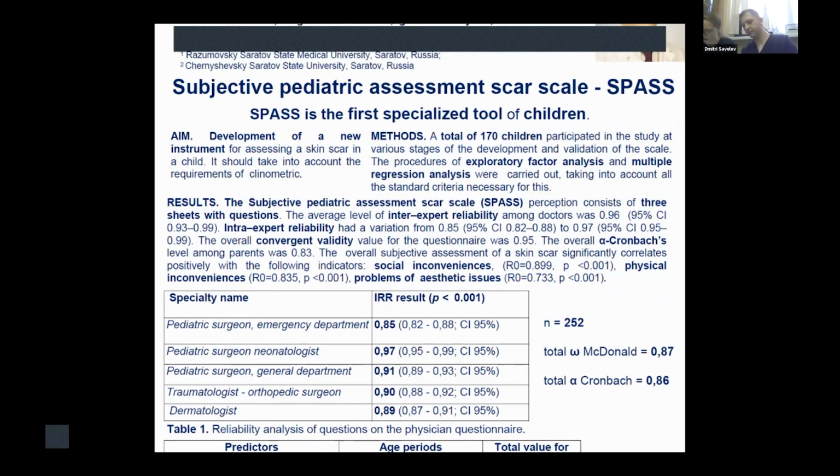The overall subjective assessment of a skin scar significantly correlates positively with the following indicators: social aspect of presence of a scar, physical, aesthetic, and problem of aesthetic and treatment.